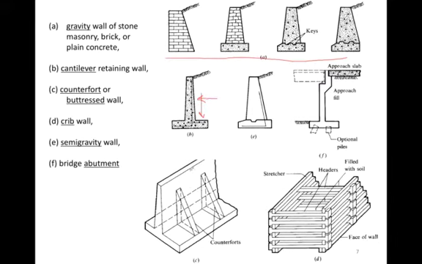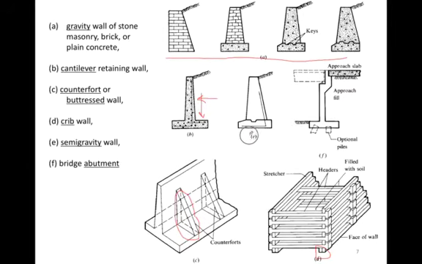We also have counterfort or buttress wall. So this part behind the wall is called a counterfort. It allows you to have some kind of structure that helps reinforce the wall so that it resists the pressure pushing on it. We can also have crib walls. Here's an example of one down here on D. You can have the stretchers and headers. You can fill this with soil to push back whatever you're trying to retain.